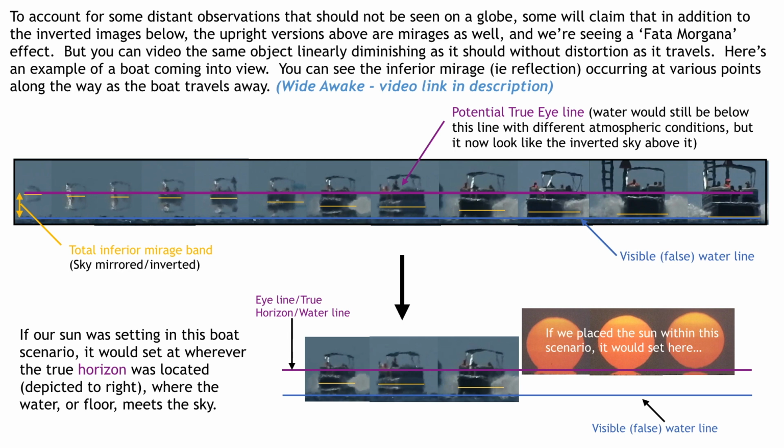So to account for some distant observations that should not be seen on a globe, some will claim that in addition to the inverted images below, the upright versions above these are mirages as well. So they are like an inversion, the inverted portion is fake, and then the upright version above is also fake, and that we're seeing what's called a fata morgana, which is essentially inversions on inversions.